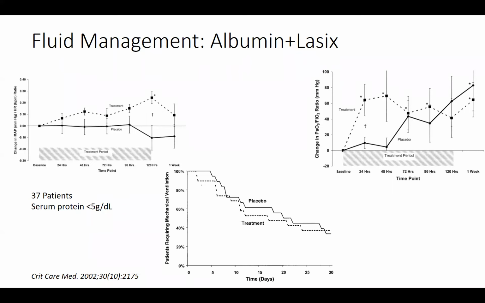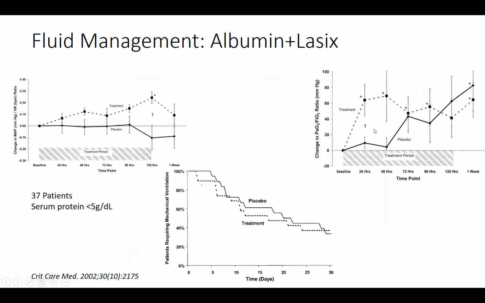Trying to diurese somebody, they're hypoalbuminemic, they have a lot of edema. Should we give them albumin and Lasix? And the answer is, when you do it in the short term, it improves their blood pressure. This is MAP, and this is the albumin and Lasix group. It improves their blood pressure.